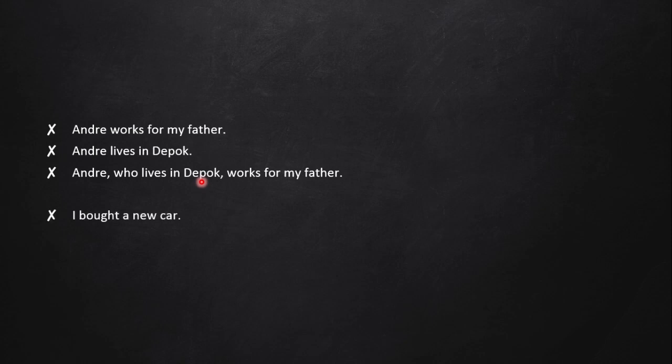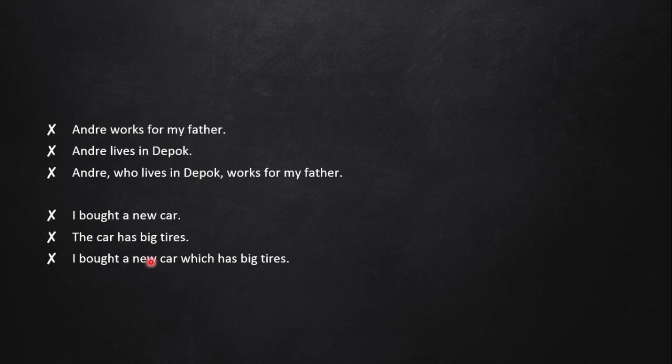Okay. I bought a new car. The first simple sentence. The car has big tires. The second simple sentence. The combination is: I bought a new car which has big tires. I bought a new car, the same. I bought a new car which has big tires. We don't use the car anymore. We change it with which.